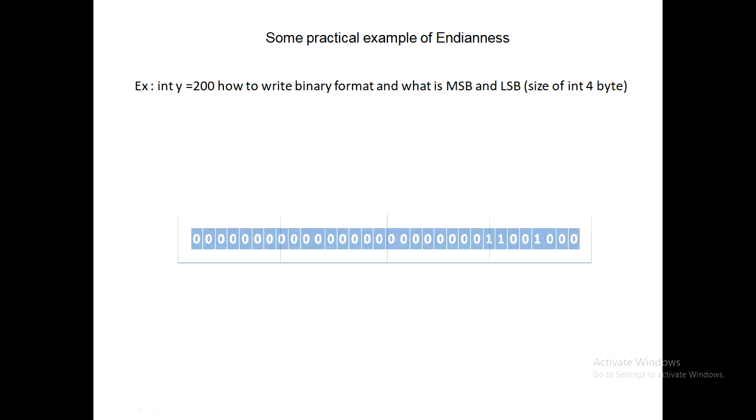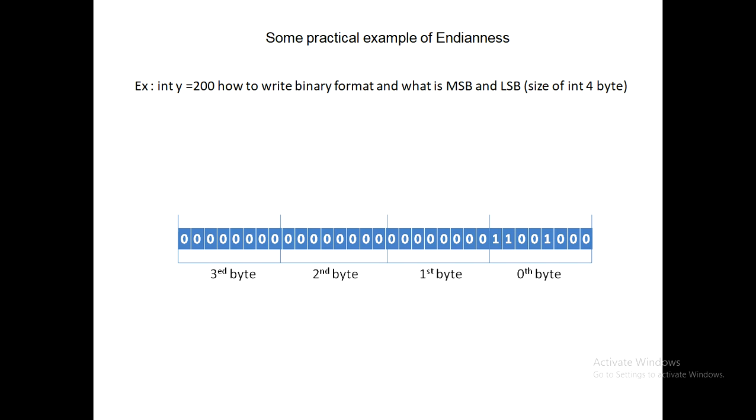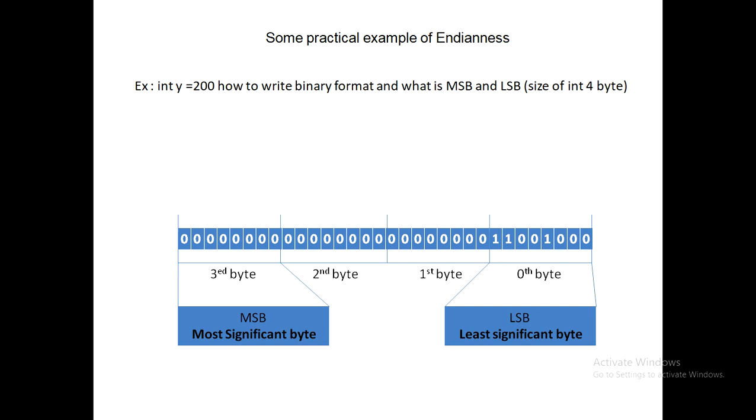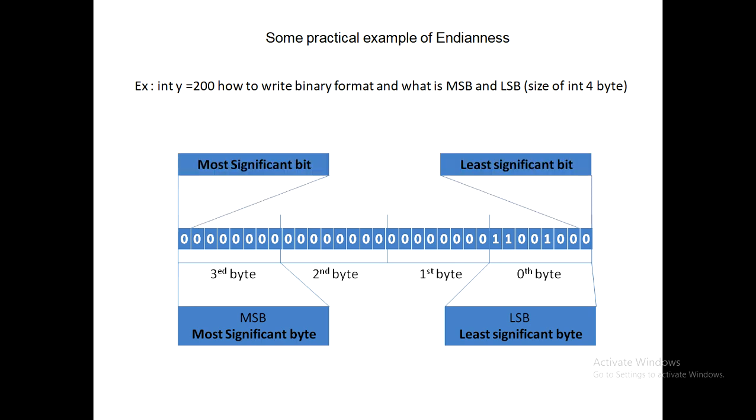Okay, so let's see a practical example of what the binary of 200 looks like. This is the representation of the integer number 200 in binary form. Let's try to understand: this is the 0th byte, first byte, second byte and third byte. Here we can see the LSB, least significant byte, and the MSB, most significant byte. Bit 0 is called the least significant bit and bit 31 is called the most significant bit.